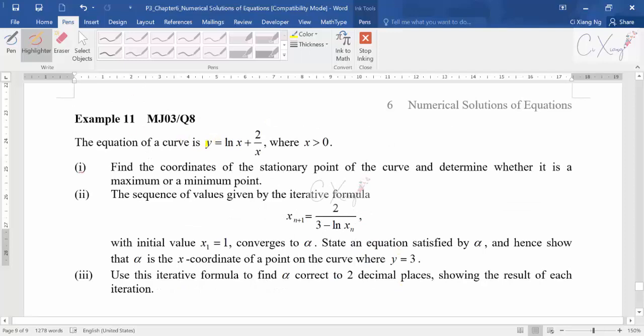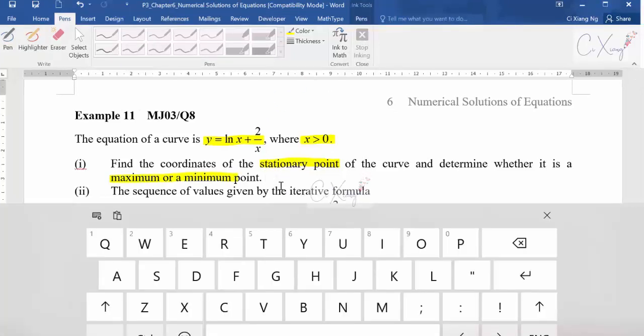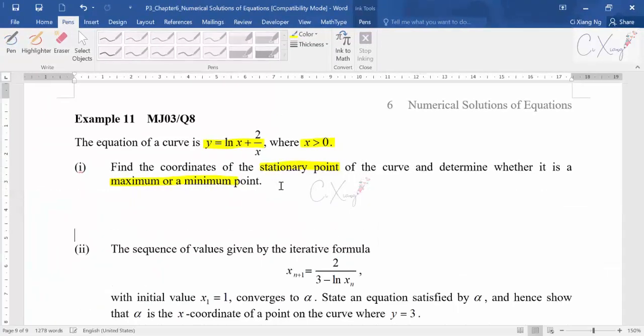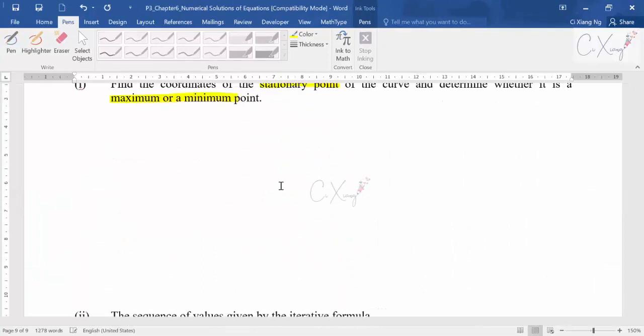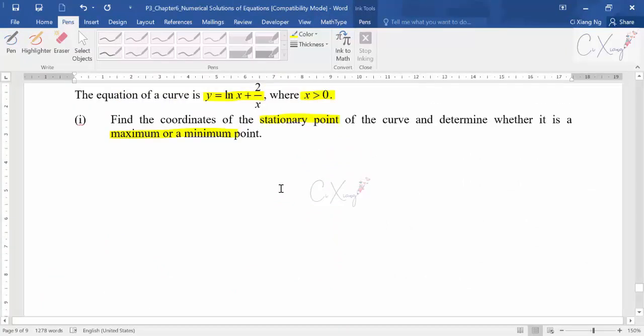Okay, so they give you one equation here, and they only focus on x greater than 0. Find the coordinates of the stationary point of the curve, and you need to determine whether it is a maximum or minimum point. So for this example, it is actually a differentiation question, because they want you to find the stationary point, right? And after that they want you to determine whether it is a maximum or minimum. All right, so I will start with differentiation first.